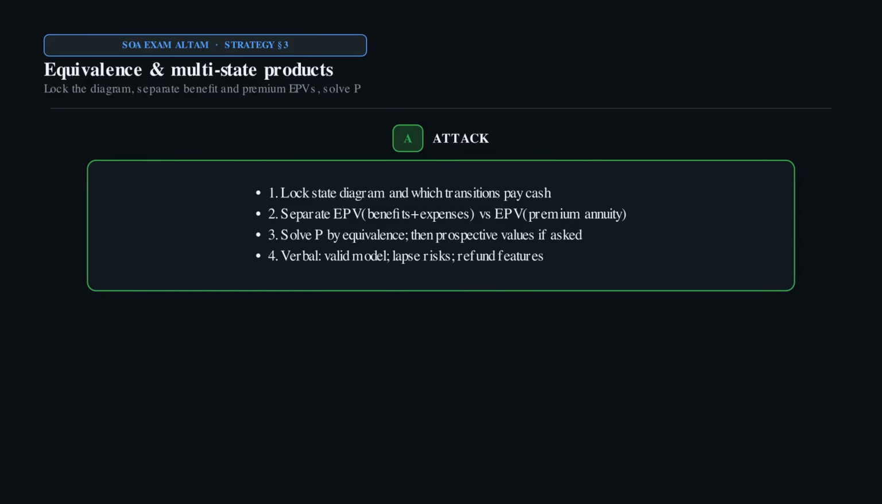Attack checklist. Lock the state diagram and which transitions pay cash. Separate the EPV of benefits and expenses from the EPV of the premium annuity, often state contingent. Solve premium by equivalence, then prospective values if asked. On verbal parts, name which model is valid, lapse-supported risks, and refund features.